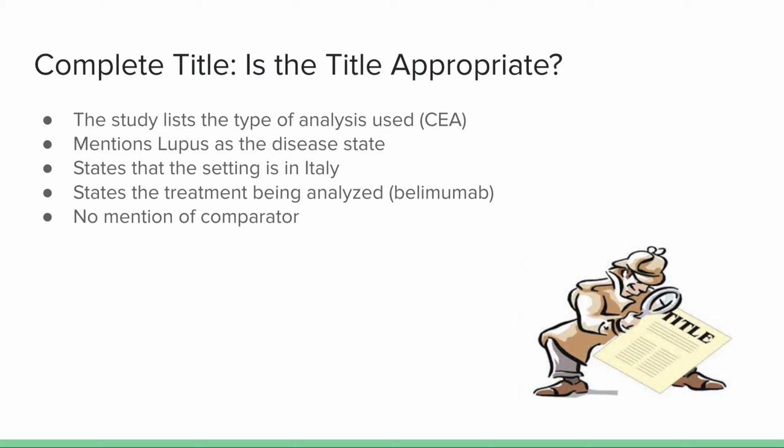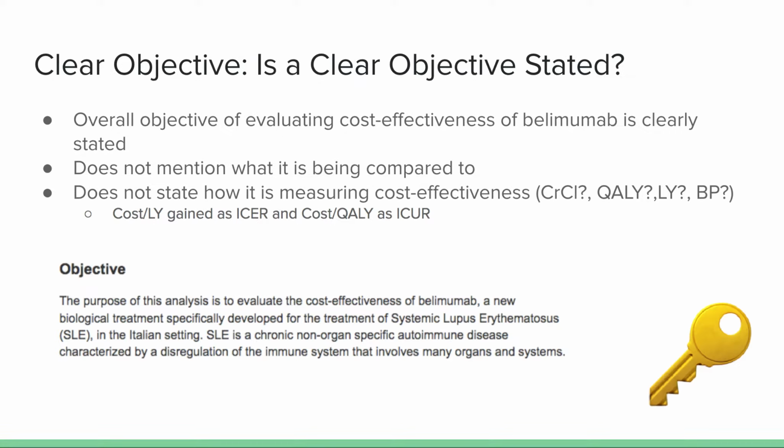First thing, whenever we analyze an article, we want to look at the title, and we want to ask ourselves, is the title appropriate? So the study lists the type of analysis used in the title, which is the cost-effectiveness analysis. It mentions the disease state as lupus. It also mentions the setting, which is in Italy. And it also mentions the treatment that is being analyzed, the actual intervention, which is Belimumab. But it does not mention the comparator in the title itself.